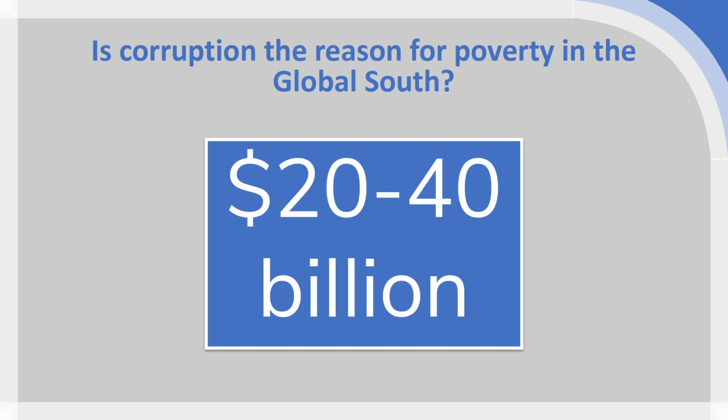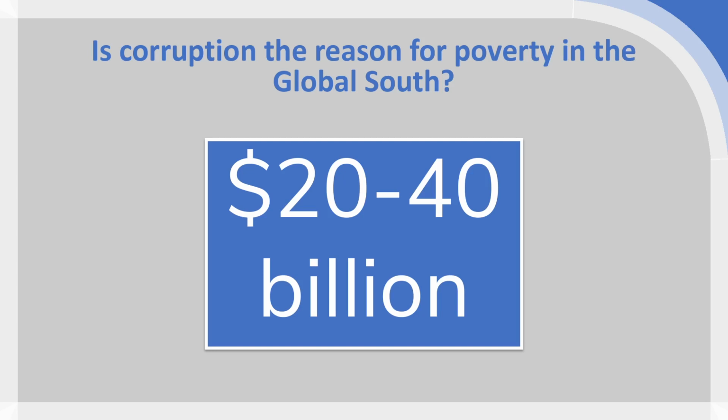Well, the headline figure can be staggering. This is from a few years ago, but the World Trade Organization estimated that about $20 to $40 billion annually is lost to corruption globally, and the vast majority of that, the WTO estimated, was lost from public finances in the global south. So Africa, Asia, and Latin America being the major regions.